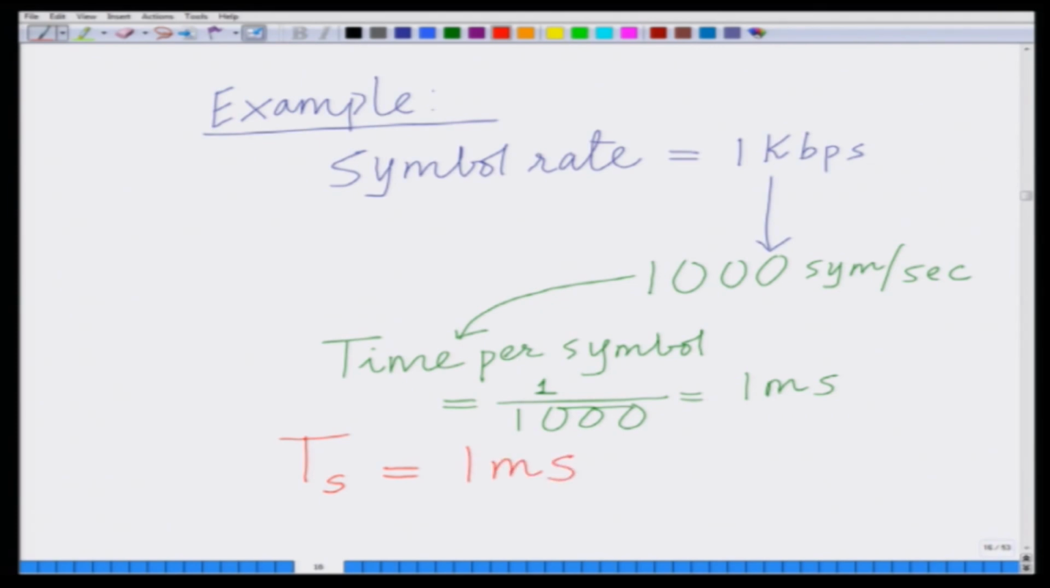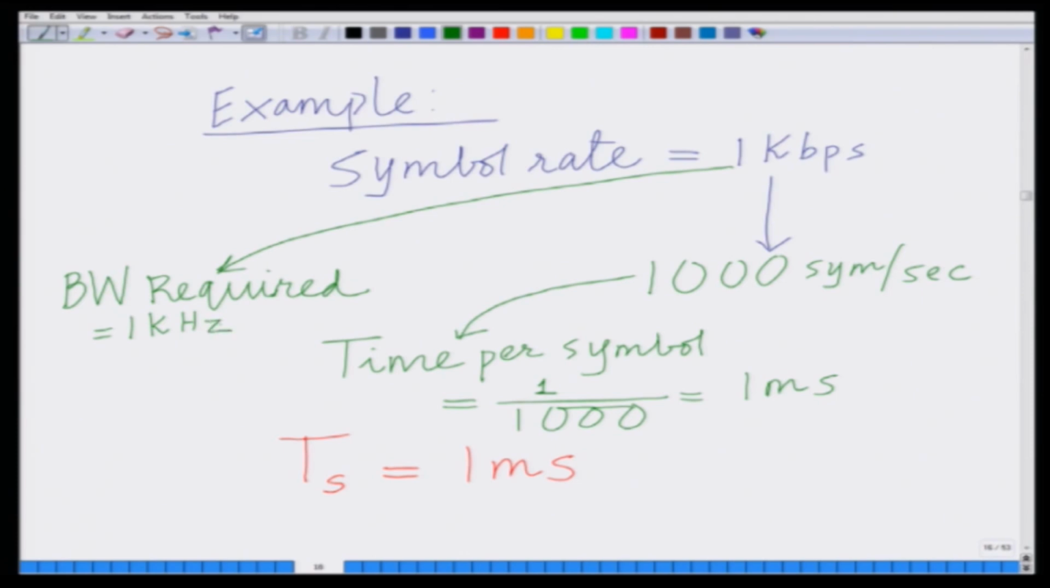Also, the symbol bandwidth, the bandwidth required for this system, since the symbol rate is 1 kilobit per second or 1 kilo symbol per second, is equal to 1 kilohertz. The bandwidth required for this system is 1 kilohertz.